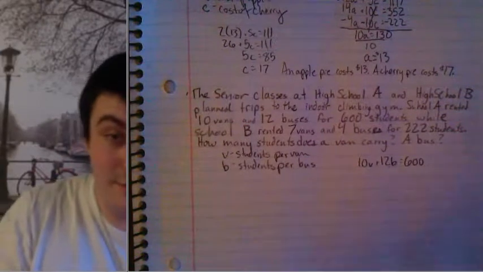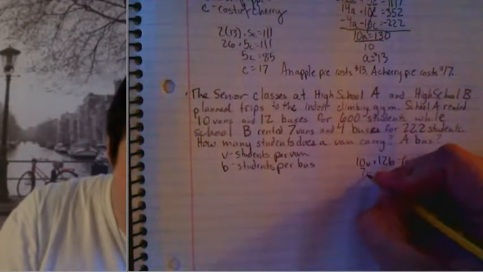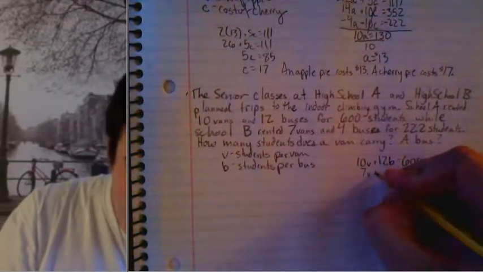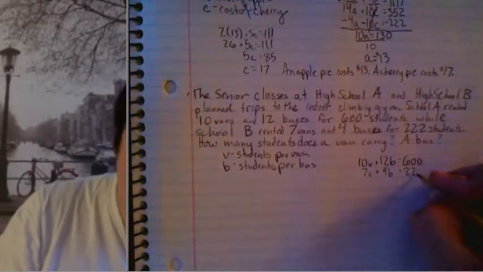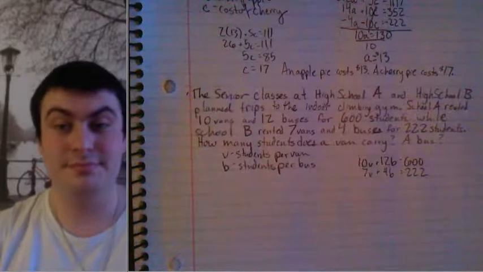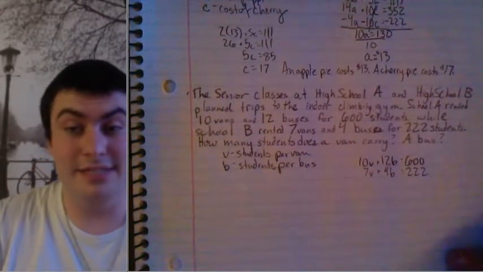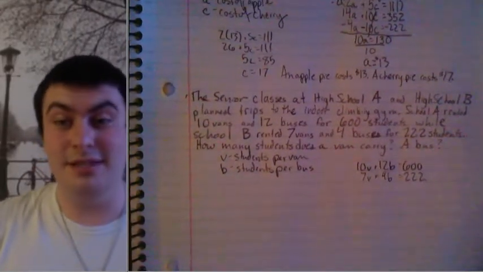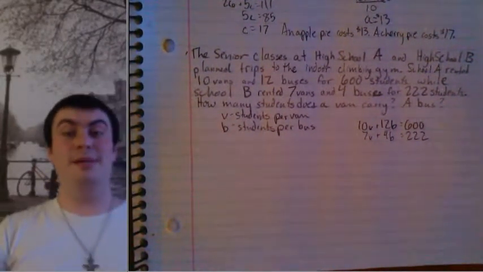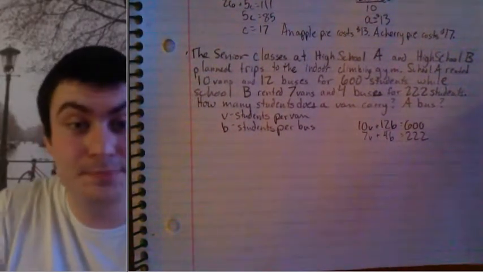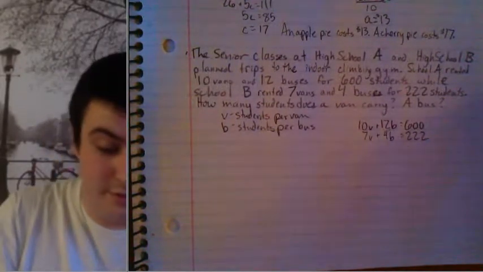Now we're going to look at School B. They had 7 vans and 4 buses with 222 students. Looks like now we have a system of equations. 10v plus 12b equals 600, and 7v plus 4b equals 222. So I'm going to solve.